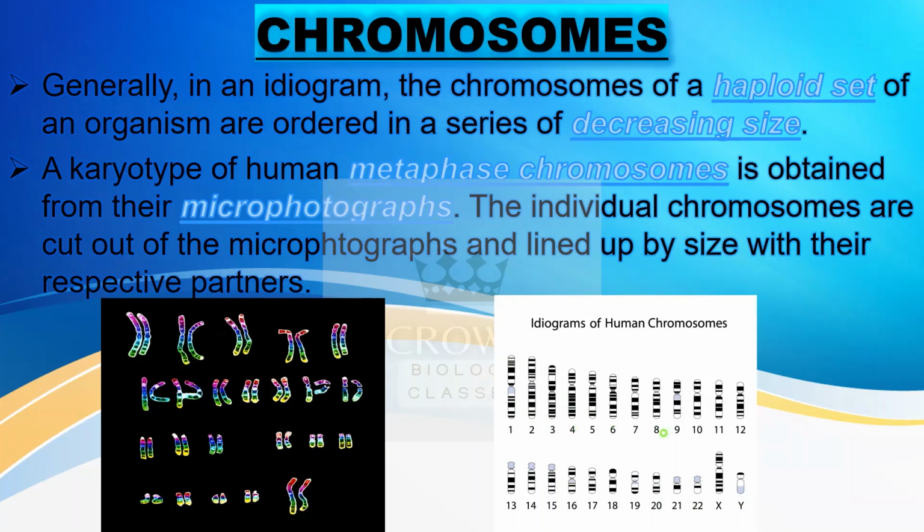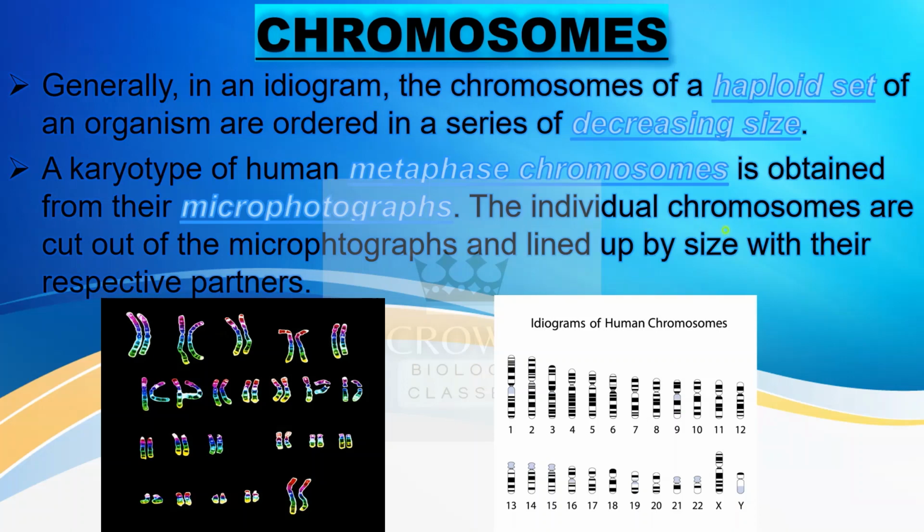As you can see, there are a total of 22 chromosomes which are known as autosomes, and these are arranged in the series of decreasing size. As we move from the first to the 12th and then further 13 to 22, the chromosomes are decreasing in size. The last pair of chromosomes, known as the allosomes or the sex chromosomes, is represented by XY in case of male and XX in case of female.